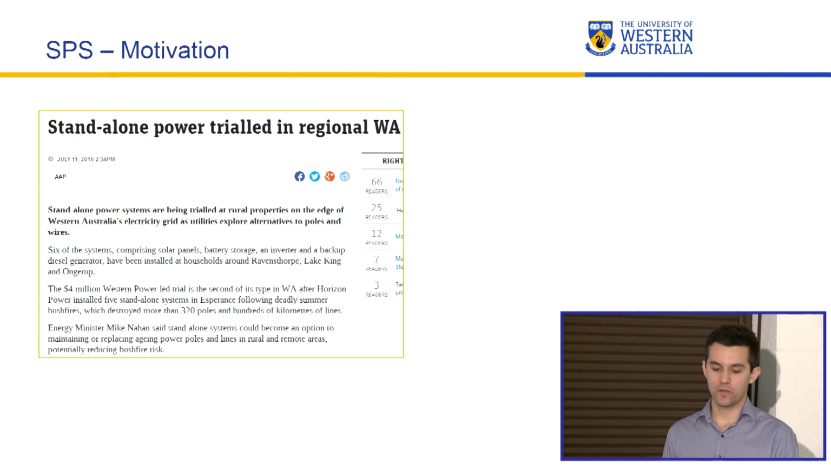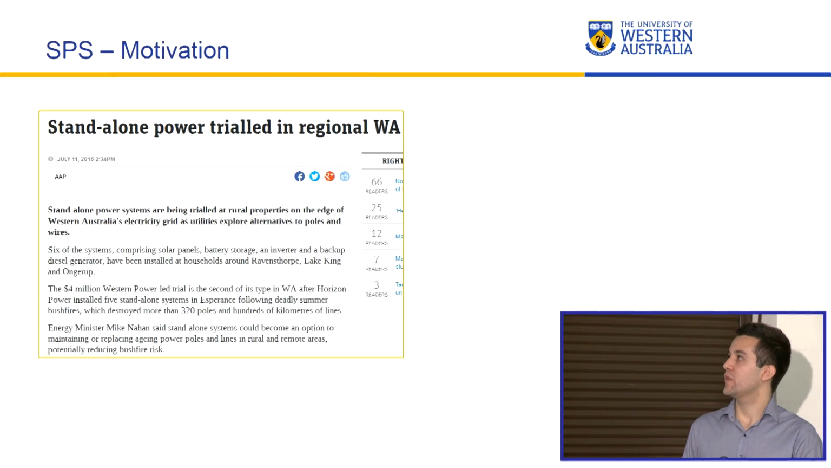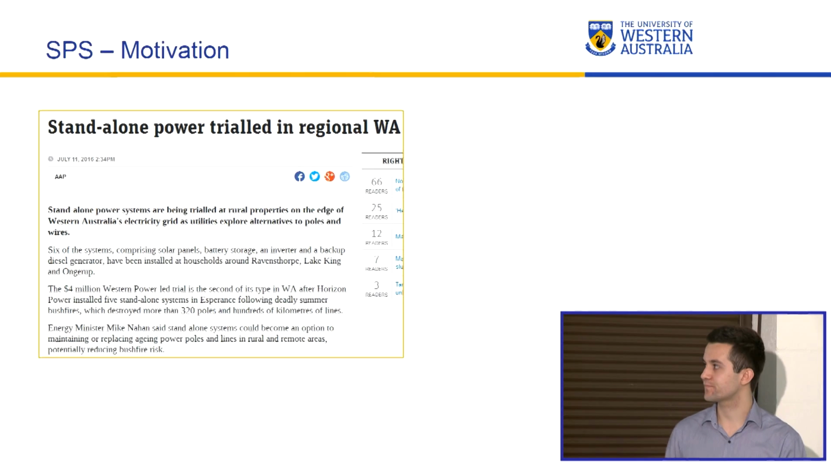Now, moving on to the second method in which we performed the optimization of the power distribution network, we considered standalone power systems as a result of the outputs from the previous model, which showed that just including standalone power systems improved the results from the network optimization by about 9%. Additionally, Western Power is trialing standalone power systems throughout the rural areas of the state.